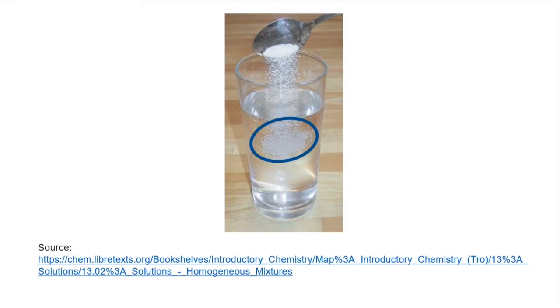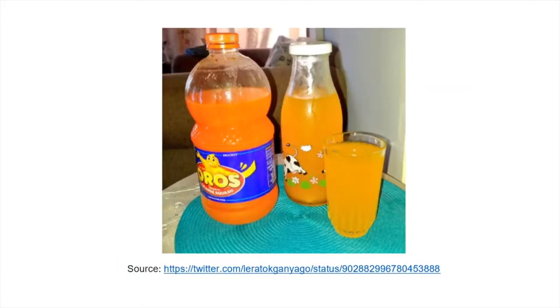In that clear solution, we're going to have, of course, the water. We're going to have sodium ions, that is Na+ ions, and we're going to have chloride ions. We say that the salt, the table salt, sodium chloride, has dissociated, which means it has broken apart into its different ions. And since we can't distinguish between these ions and the water, we say that salt water is a homogeneous mixture. Our last example of a homogeneous mixture is Oros.